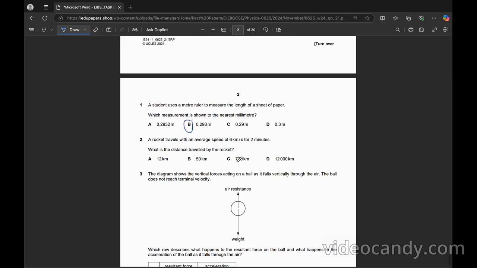Number 2. A rocket travels with an average speed of 6 kilometers per second for 2 minutes. What is the distance traveled by the rocket? And we know that the distance traveled is simply average speed multiplied by time taken, but we have to be careful of the different units here. So we multiply 6 and then 2 into 60 to convert that to seconds, and we get 720.